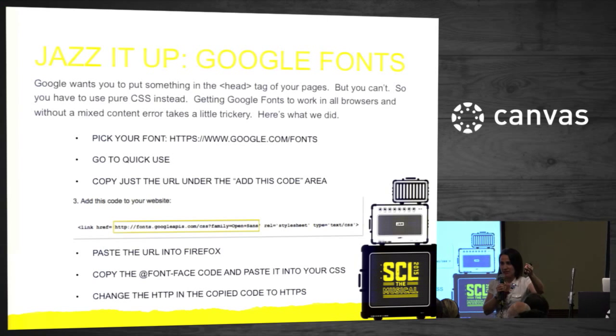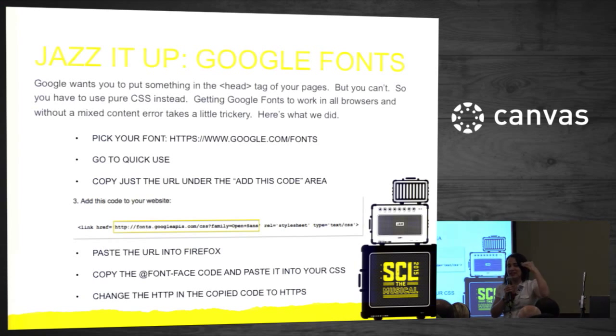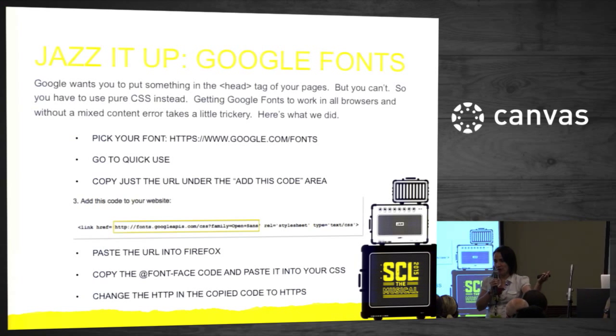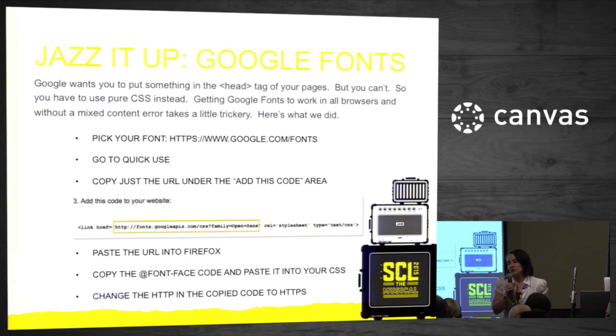So when you go into Canvas and you look at that page, it's not showing the cutesy font that you thought you picked. So then you have to edit the code just a little bit to add an S on there, and Google will still go to the files if you change it to HTTPS, and then you don't get the mixed content errors.